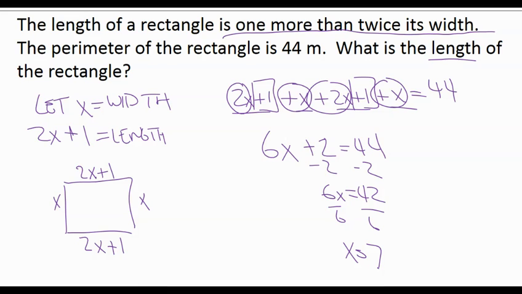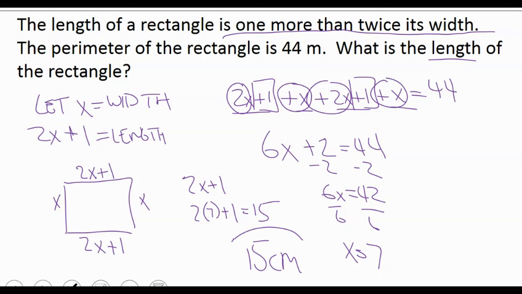So our answer, though, is not 7 meters. Because what was the question? The question was find the length. And what did we say x was? We say x was the width. So to find the length, I got to do this 2x plus 1. I got to do 2 times 7 plus 1. 2 times 7 is 14 plus 1 is 15. So my length in this case is actually 15 meters.